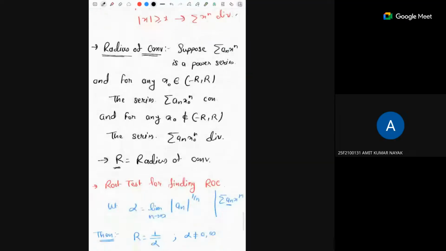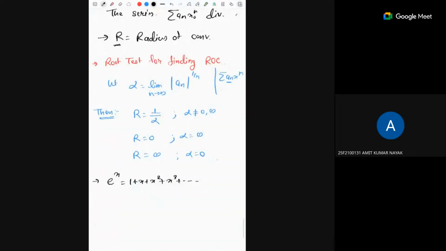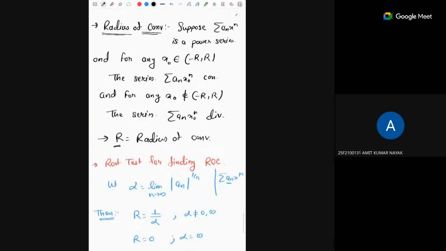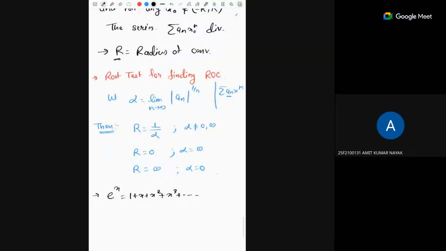For power series, two things you should understand. One is the radius of convergence, what it means: the value of r for which, if you take any x naught outside of that interval, the series will be divergent, and if you take any x naught inside the interval, the series will be convergent. And how to compute the radius of convergence? We have the root test for that. That's all. These two things are important in the topic of power series.